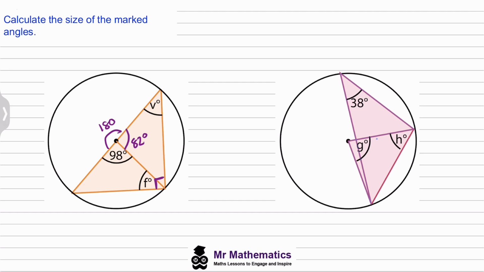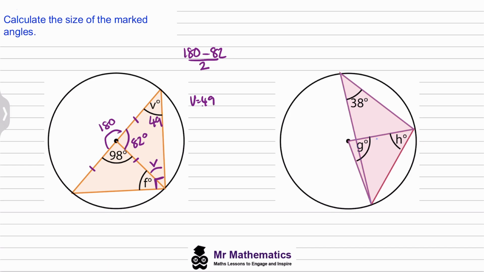These are both radii of the same circle. So these will be equal, as will this one. So we can work out V as 180 minus the 82 divided by 2. This is V as well. This will give us 49 degrees. So V is 49.